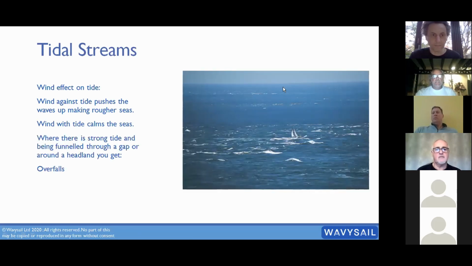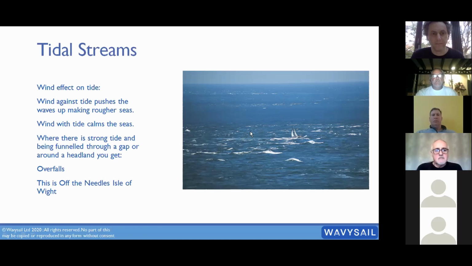Then there's other effects like overfalls. If you look at this picture, in front here it's reasonably calm. Then you've got this section of very, very lumpy seas. You can see this yacht beating his way through quite big swells. And then just beyond it, it goes nice and calm again. That's the effect of tide coming around headlands or going over shallows underwater. It creates, again, quite aggressive seas.